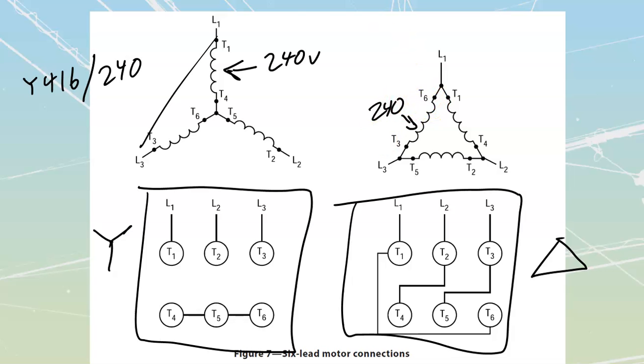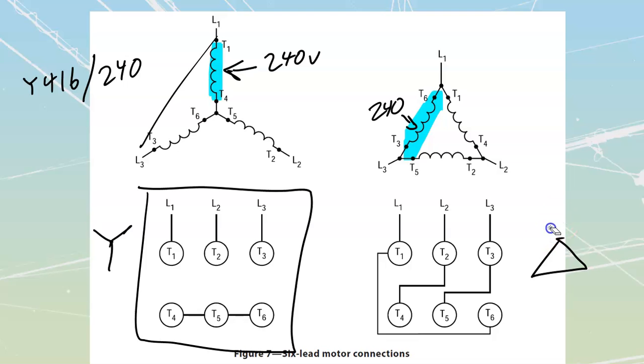It's the same winding that we were using for both of these. This is 240 volt, this is 240 volt. But if I want to put 416 into the motor, I better be connecting them in Y so that I don't over voltage any component. And if I want to put 240 in, I better be connecting these things in delta.